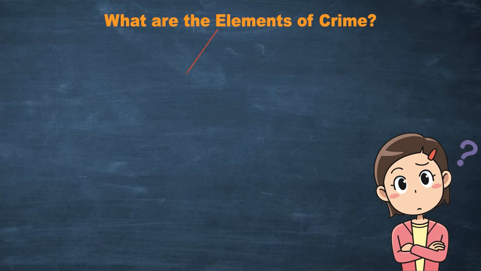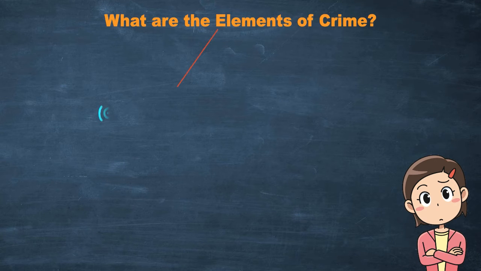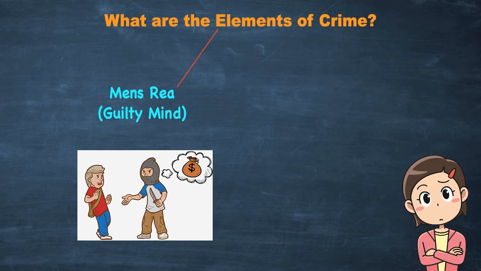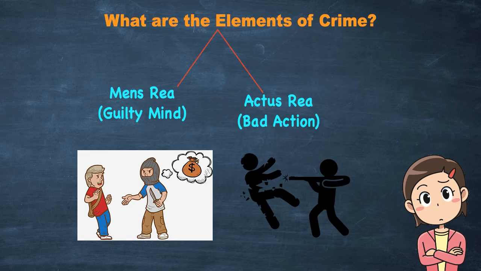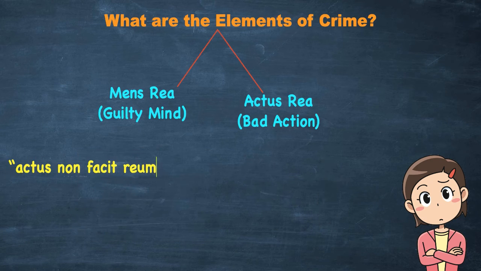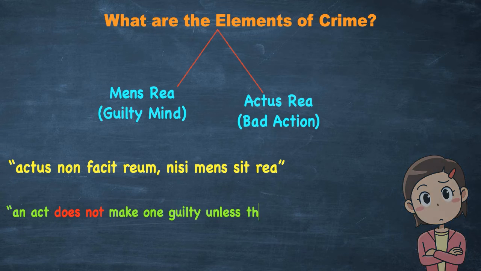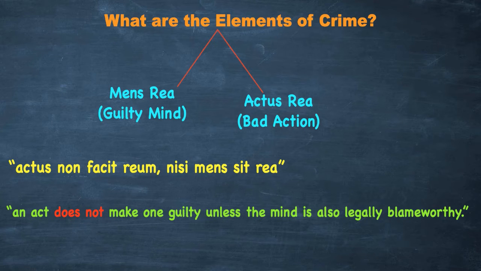A crime is said to be committed only when two elements are present, namely mens rea, that is guilty mind, and actus reus, that is bad action. Okay. The principles of actus reus and mens rea are embedded in a Latin maxim which reads: actus non facit reum nisi mens sit rea. The meaning of this Latin maxim is that an act doesn't make one guilty unless the mind is also legally blameworthy. So all crimes have a physical element and a mental element, usually called actus reus and mens rea respectively.